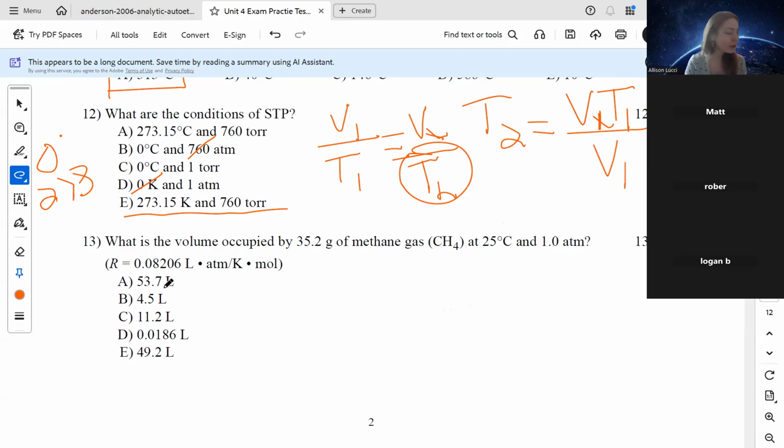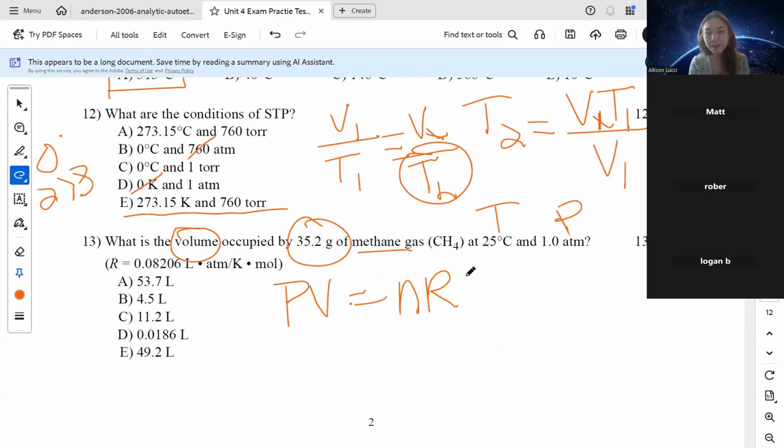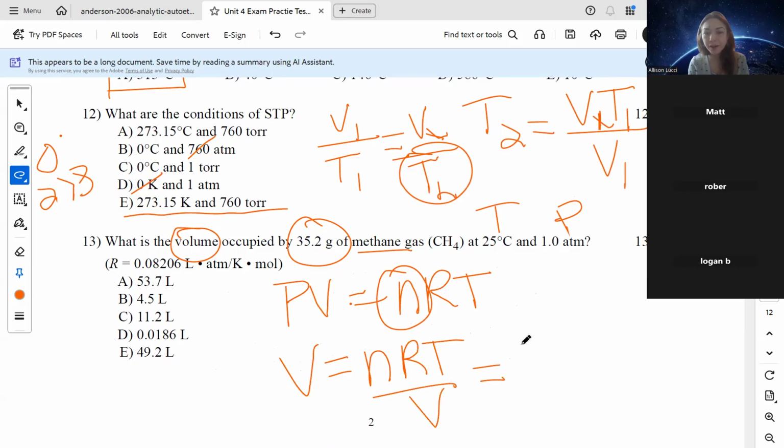Okay, so here we have to use the ideal gas law equation. We're given a mass of methane, a temperature, and a pressure, and we want to solve for volume. So this is what we're solving for. We know that PV equals nRT. Write down this equation somewhere. We want to solve for volume, but first we have to find out how many moles we have to plug in here. Our new equation is going to be nRT over V. Once we have moles, we can plug this in.